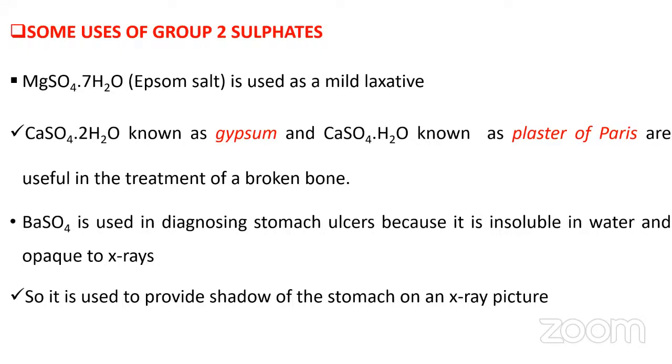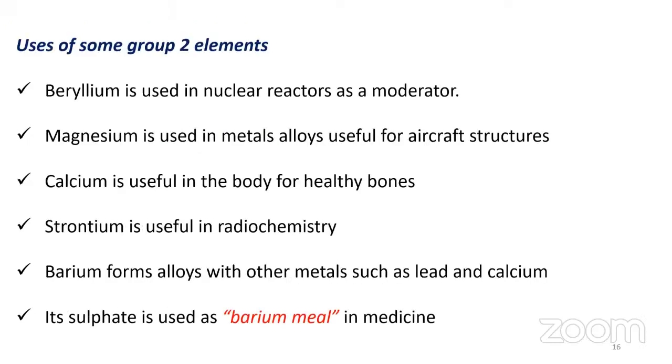Your calcium sulfate is sparingly soluble, so it's used as your plaster of Paris. Your barium sulfate is insoluble. That is why you can ingest it. It will not react with your body. So it's insoluble so that you can use it in diagnosing stomach ulcers. So it's because of their solubility trend that your group 2 sulfates are used in medicine. Does that answer your question? Yes, ma'am. Thank you so much, ma'am.